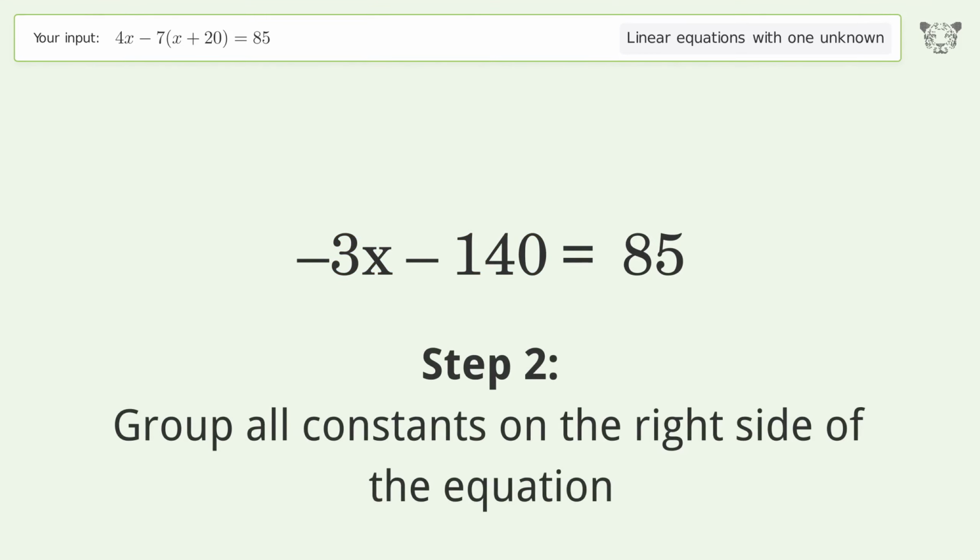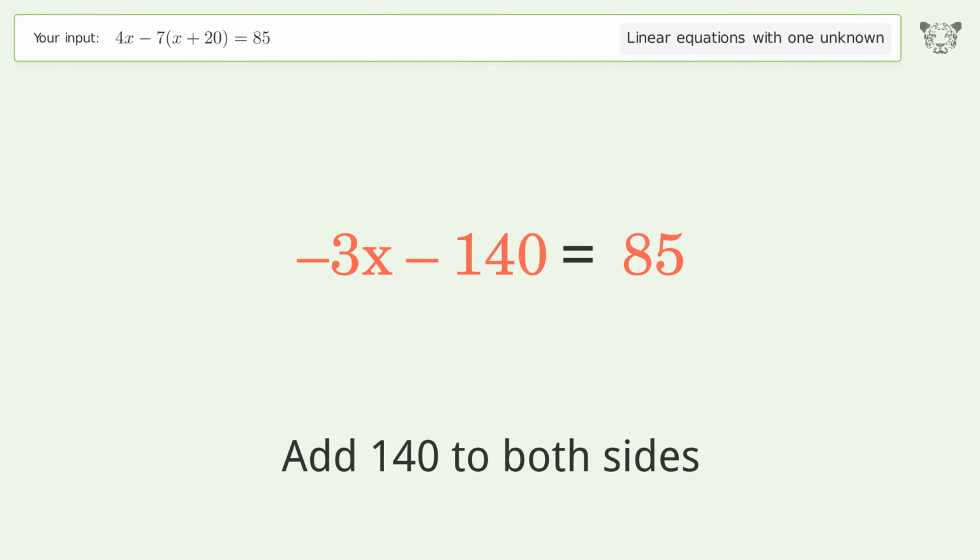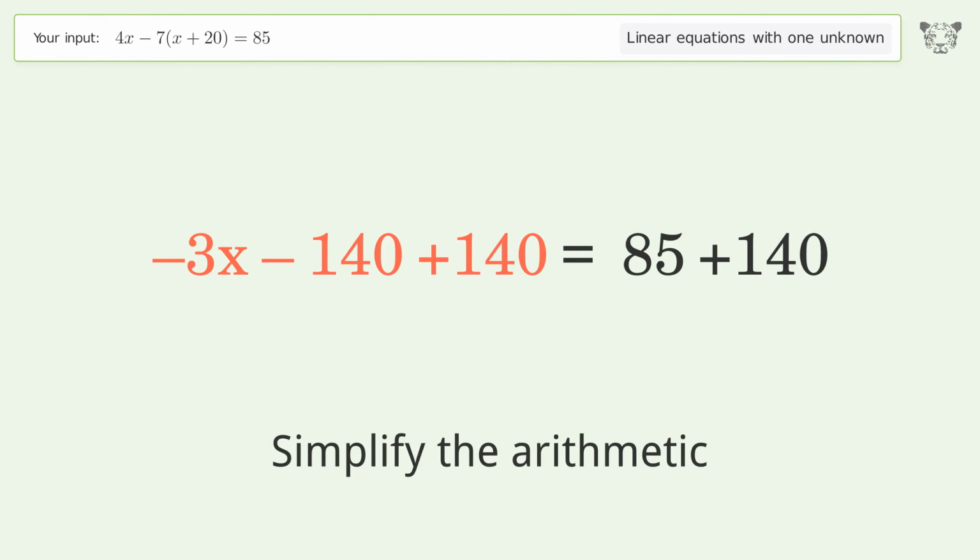Group all constants on the right side of the equation. Add 140 to both sides. Simplify the arithmetic.